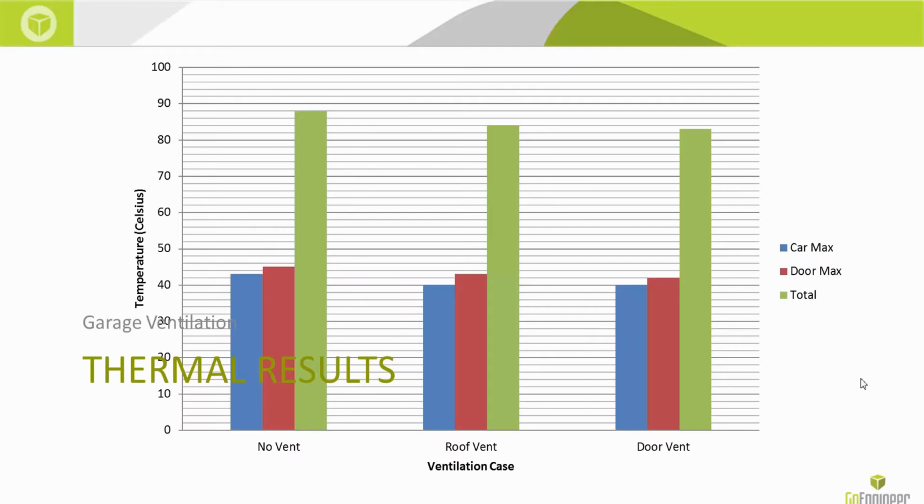Now running back to my presentation, with the sensors that we've set up, this is essentially the thermal performance of each system. So with no vent, you have a really high temperature of close to 88 degrees, which is sort of alleviated by the roof vent and the door vents.